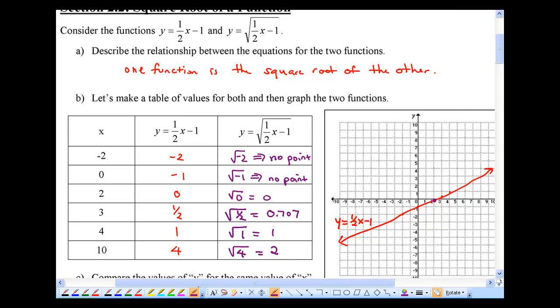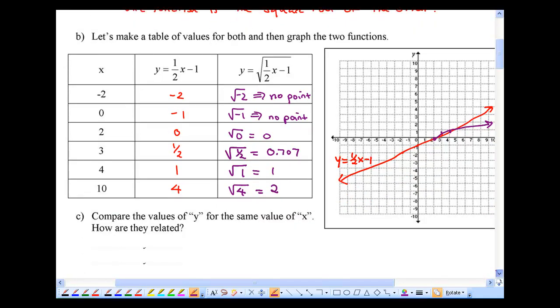At 3, it's 0.707. It's actually higher. And then at 4, the y value is 1, so it matches up again. And then at 10, it's 2, so over here. So here's our square root graph. And notice the purple one looks very similar in shape to what we did in the previous section, section 2.1. It definitely looks like a square root function.